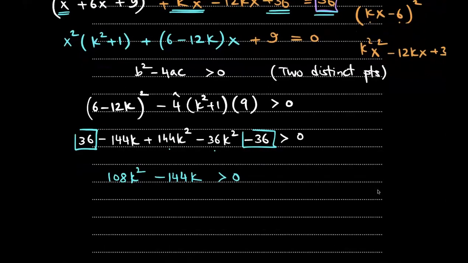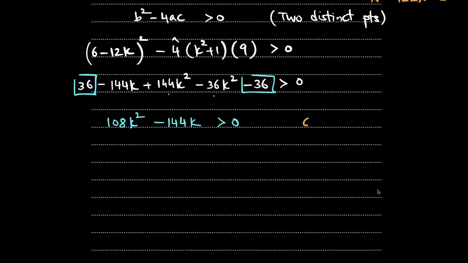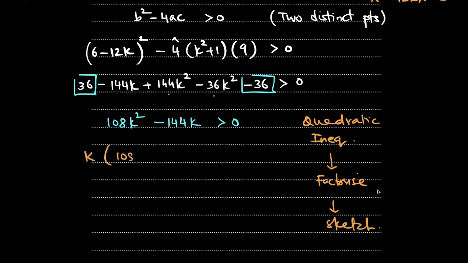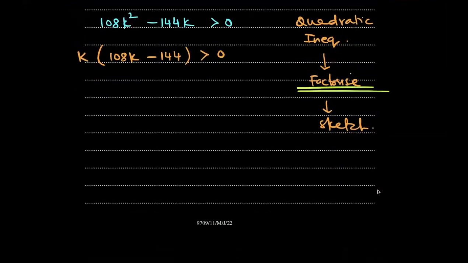Now keep in mind, whenever we are getting a quadratic inequality, it is necessary to factorize, and then based upon the sketch, we will write down the answer. So just let me take k common out, and I'm left with 108k - 144. Yes, I could have taken a constant common out also, but my focus is just to show that factorization of any type is necessary. Now let me draw the axes over here, and let me draw the curve like this, because the coefficient of k² is positive, so that's how it goes.